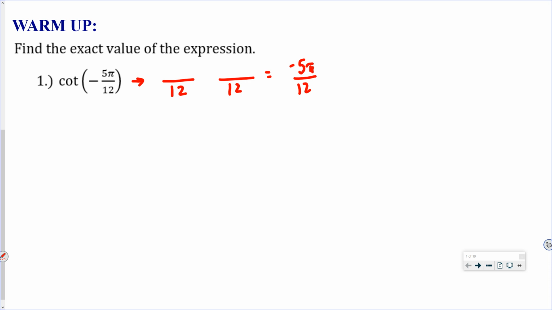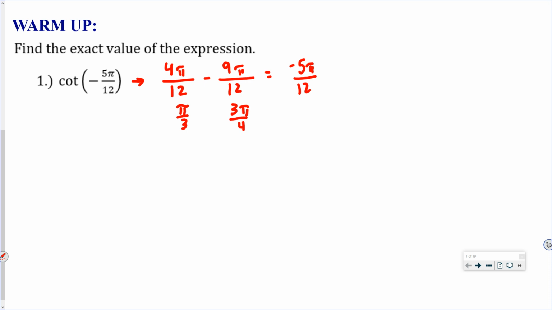I personally try to keep the angles positive because I think they're a little bit easier to work with. And if I need to get a negative, I'm probably just going to do a difference. So I thought of this as 4 pi over 12 minus 9 pi over 12. Because 4 minus 9 will give me -5. And then that 4 pi over 12 reduces to pi over 3, and this reduces to 3 pi over 4. So those are two nice positive, easy angles to work with.